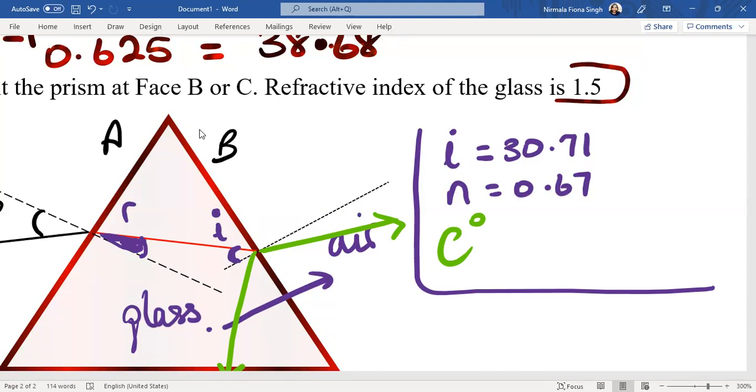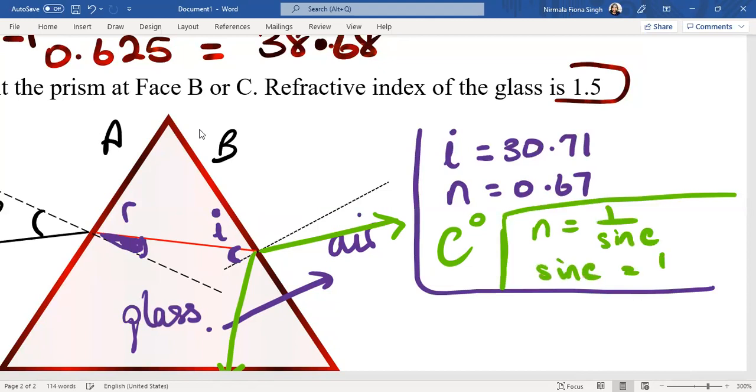Remember, we're moving in the opposite direction, right? So I want to determine the critical angle of glass to air. How do you find the critical angle again? You're going to have N is equal to 1 over sine of C. So sine of C is equal to 1 over N. All right, and here you know your N is 0.67, so it's going to be 1 over 0.67, which is going to give you 1.5.